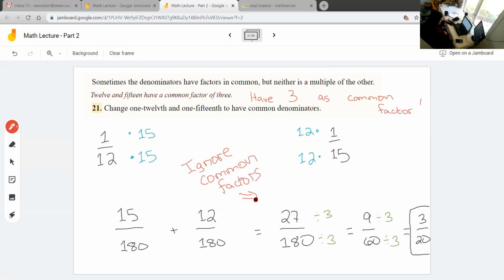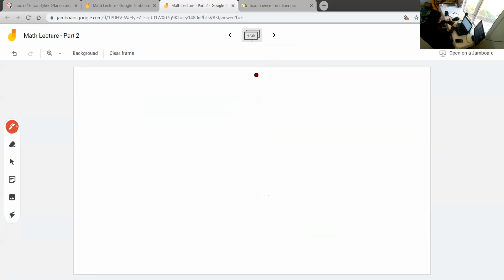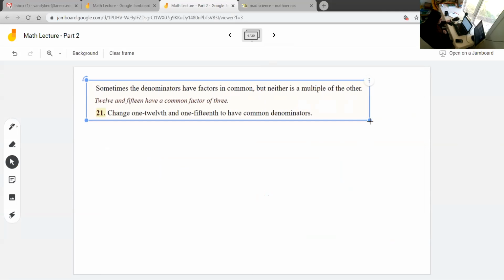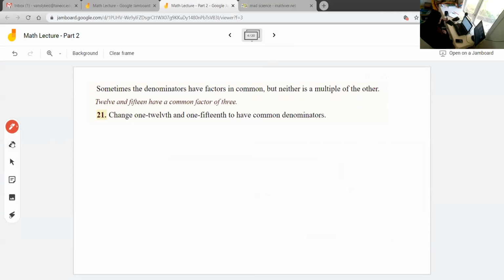Means lots of work. Okay, ready to do it the better way? So the better way, unfortunately, is more complicated than canceling. It's not so bad. I'm going to look at my two numbers, and for each of them, I'm going to make a factor tree.